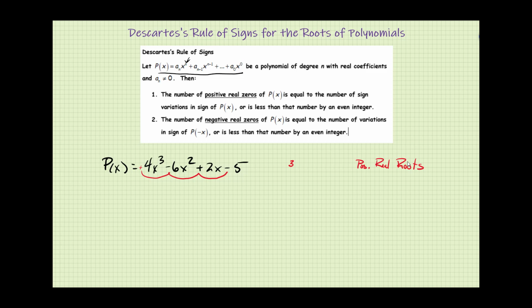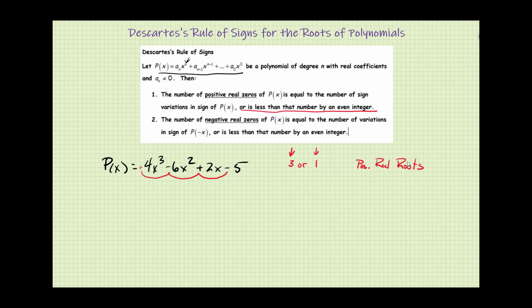Now, we need to talk about this line, or less than that number by an even integer. If it starts with 3, we'd have to take away 2 from that. An even integer would be 2. So we'd say 3 or 1. And what this allows for is the existence of an imaginary number on the positive side. Imaginary numbers always run in pairs. That's why we take away an even integer, or 2. So again, you start with the count, which is 3, and take away 2 until you get to either 1 or 0.